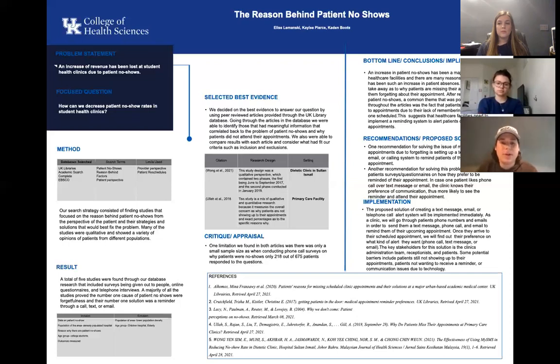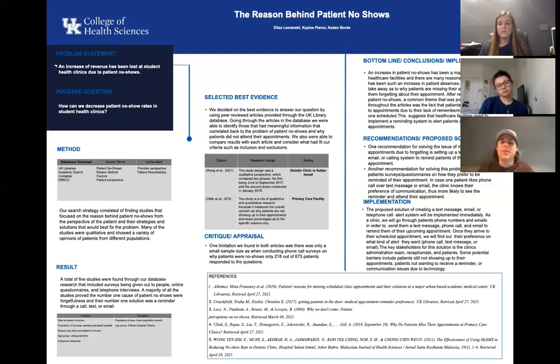Our second source was a study with a mix of qualitative and quantitative research because it measured the overall concern as to why patients are not showing up to their appointments and their exact percentages as to the specific reasons why. And this setting was in a primary care facility, which relates more to our student health clinics.